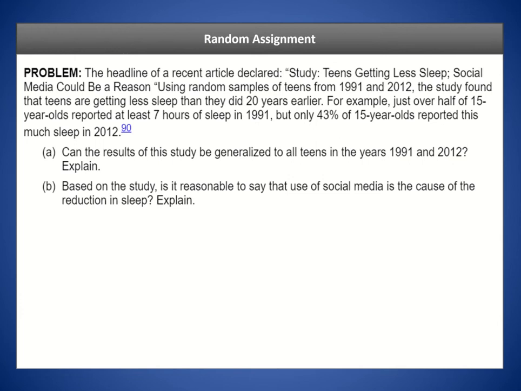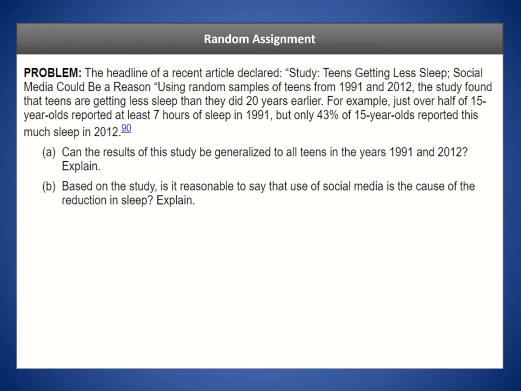The headline of a recent article declared there was a study: teens getting less sleep, social media could be a reason. Using random samples of teens from 1991 and 2012, the study found that teens are getting less sleep than they did 20 years earlier. For example, just over half of 15-year-olds reported at least 7 hours of sleep in 1991, but only 43% of 15-year-olds reported this much sleep in 2012. Okay, so can the results of this study be generalized to all teens in the years 1991 and 2012?